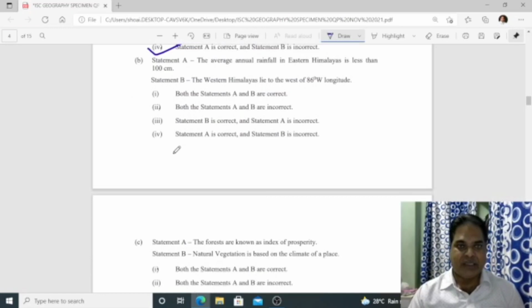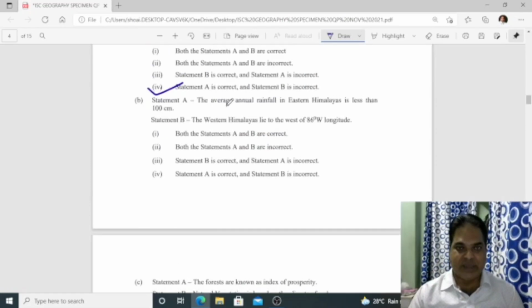Number 2, statement A, average rainfall in eastern Himalayas is less than 100 centimeter. Statement B, Western Himalayas lies to the west of 86 degree west longitude. Statement A is correct and statement B is incorrect, so number 2. Wait, average. So both the statements A and B are incorrect. Both are incorrect.